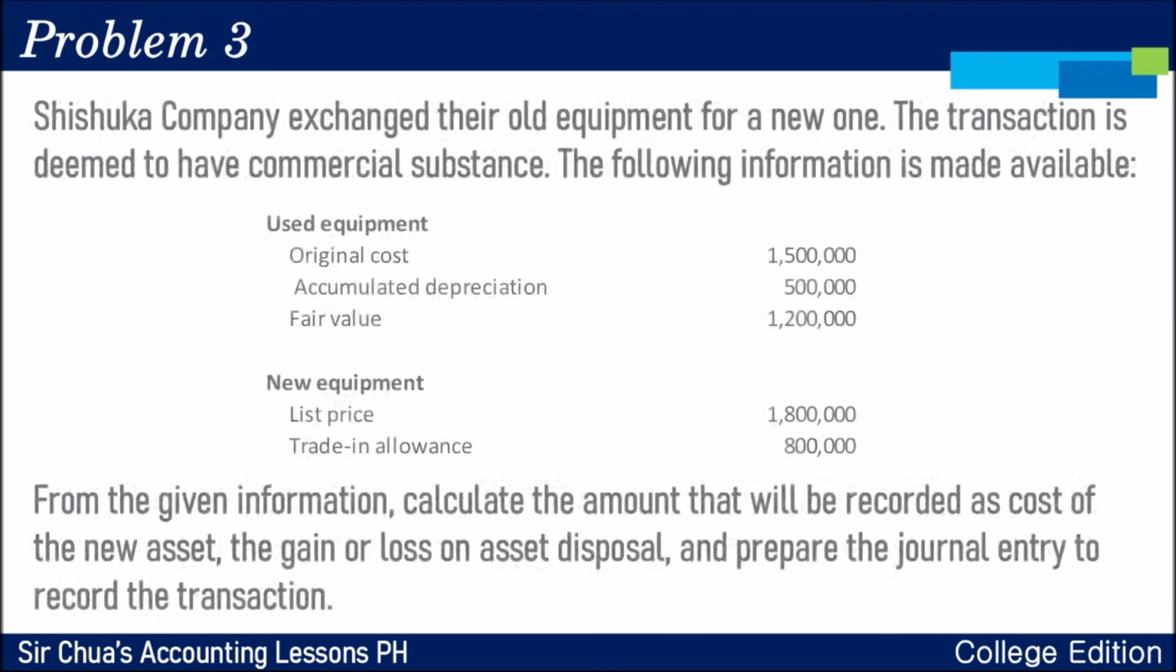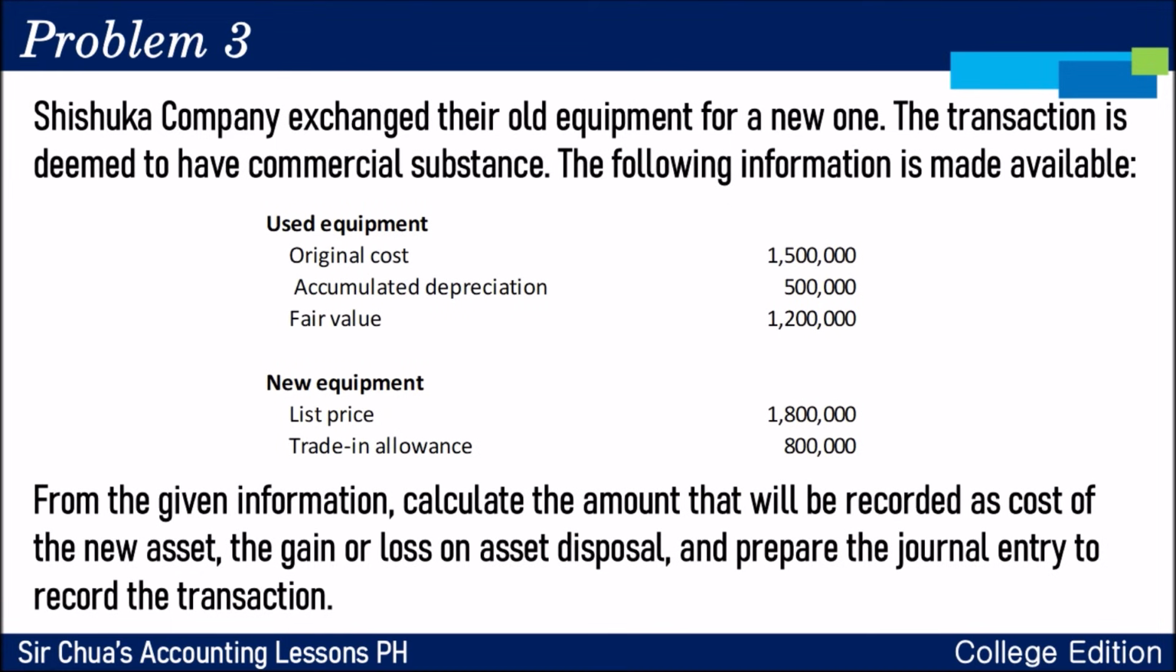Problem number 3. Shizuka Company exchanged their old equipment for a new one. The transaction is deemed to have commercial substance. The following information is made available. So, binigay po sa inyo yung original cost at accumulated depreciation nung ating nagamit na old equipment. So, as you can see, original cost less accumulated depreciation, the carrying value at that time is 1 million. Okay? And then the fair value is 1,200,000. And then the new equipment has a list price of 1,800,000, which is allowed with a trade-in allowance of 800,000.